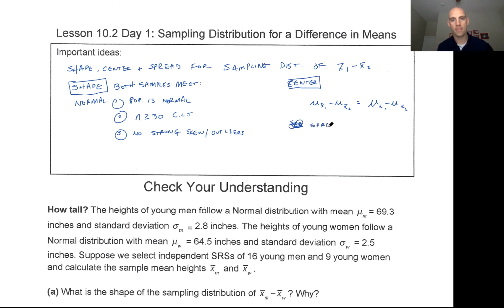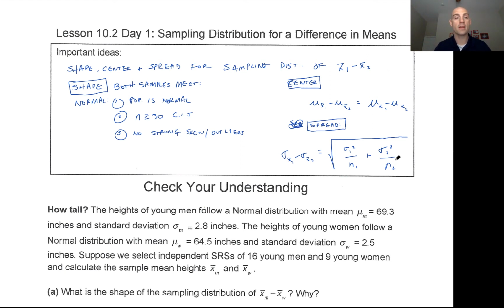Spread. So we have our standard deviation formula here. Standard deviation of x bar 1 minus x bar 2 is equal to the big square root, kind of like we've become accustomed to, right? So standard deviation 1 squared over n1 plus standard deviation 2 squared over n2. And that formula can be found on your formula sheet. That's one of those ones that we can find there.